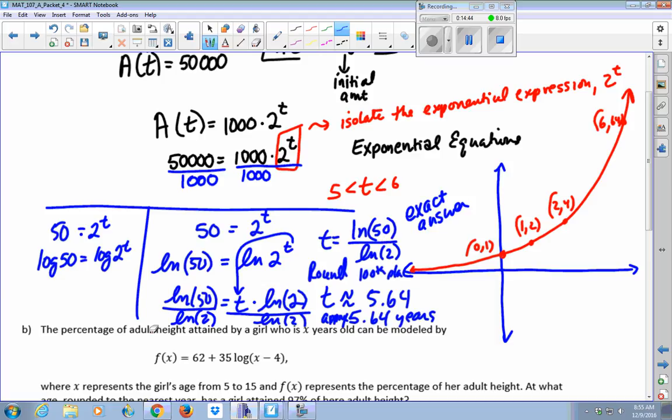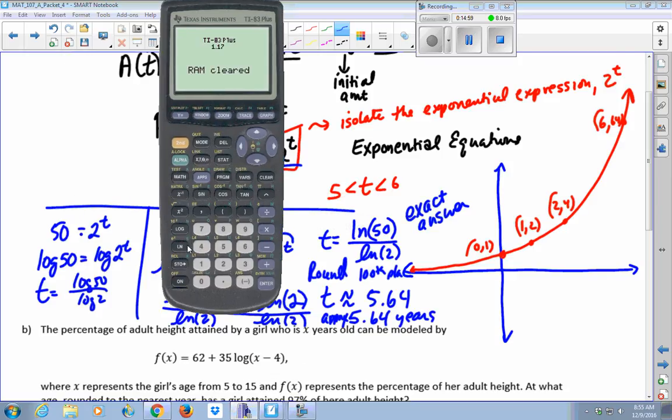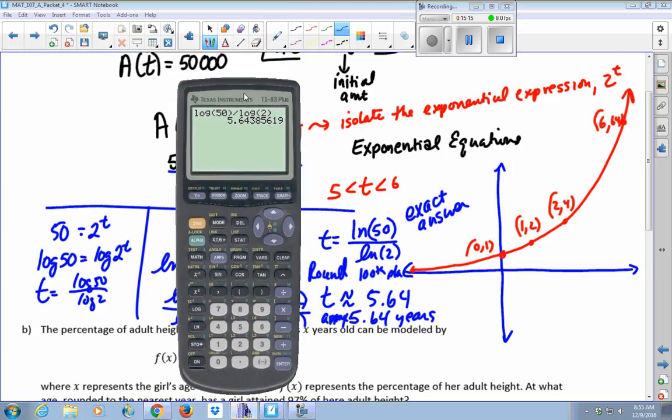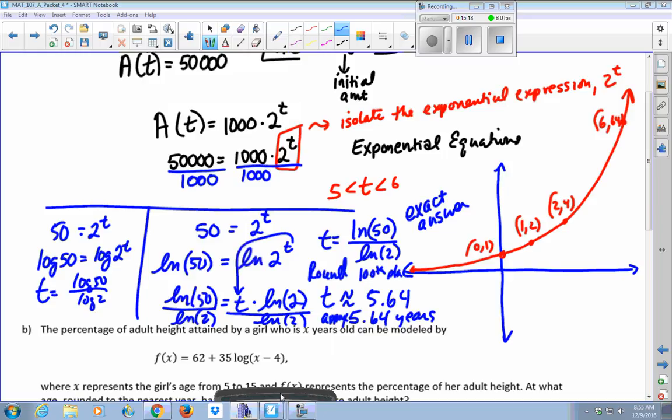So I just want to convince you over here that t equals log of 50 over log of 2 gives you exactly the same answer if you use the common log. So let's bring up this calculator again. So you can see that it doesn't matter whether you take the common log or you take the natural log of both sides. You'll get exactly the same answer. There you go, 5.64.